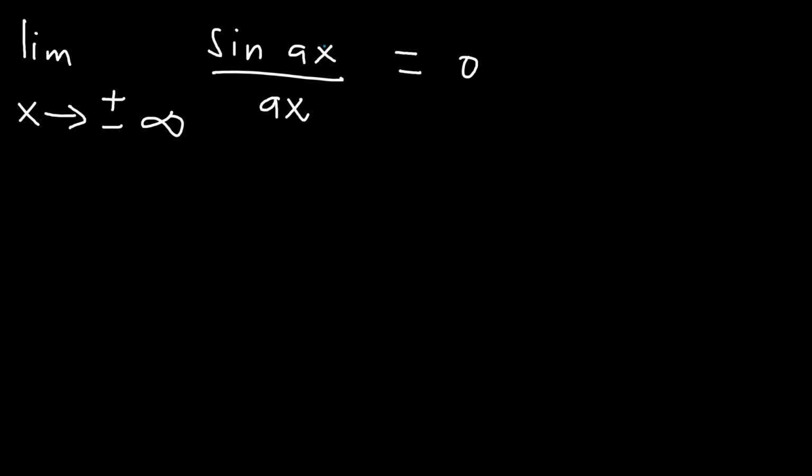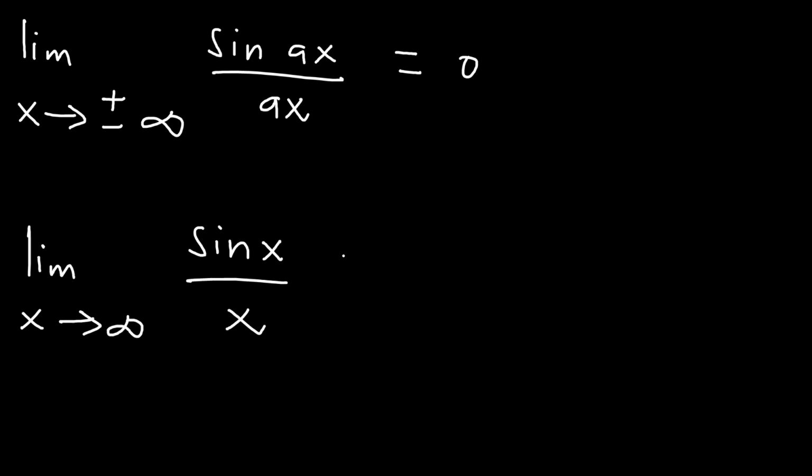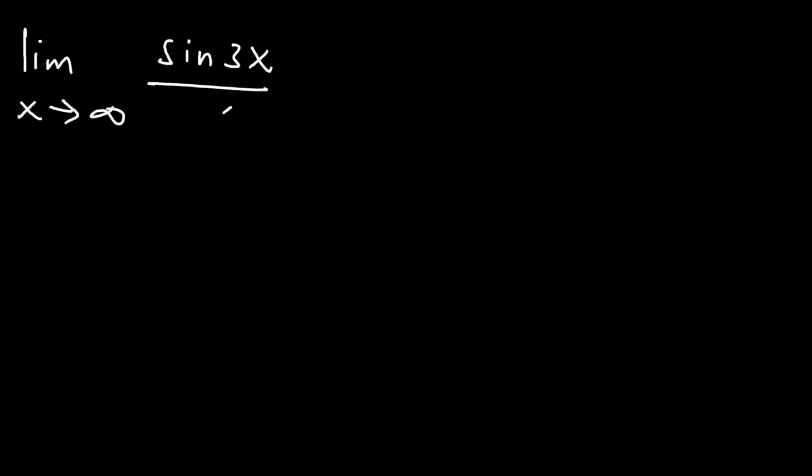Now in this case, notice that this is the same as this. For example, if you had, let's say, the limit as x approaches positive infinity of sine x divided by x, this will be equal to 0. Now you try out this. Solve the limit as x approaches infinity of sine 3x divided by x.